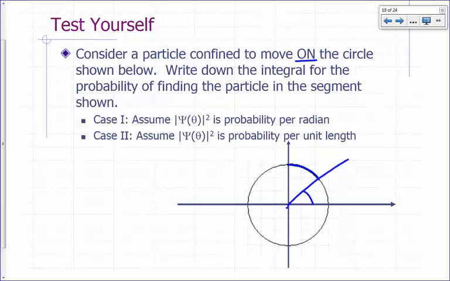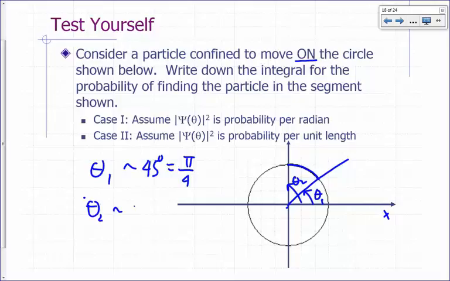So if you imagine a line from the origin to a point on the circle, the angle that that line makes with the x-axis is theta. So we're going to integrate from theta 1 to theta 2, and as you can see, theta 1, let's just say that's about 45 degrees. So that's going to be pi over 4, and theta 2 would be 90 degrees. So that's going to be pi over 2.